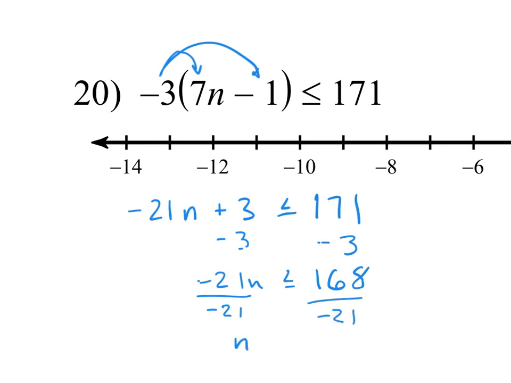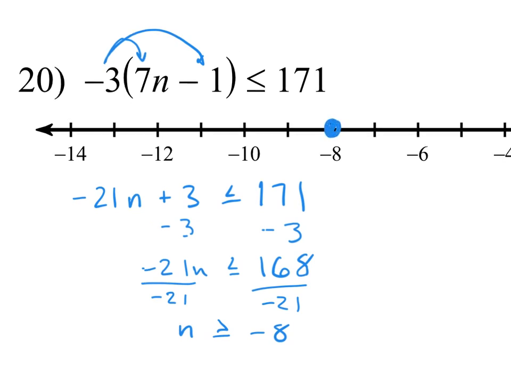So what happens to our sign when we divide by a negative? We switch it. So n is greater than or equal to negative 8. Do we put an open or closed circle at negative 8? Closed. And are we going to go right or left? Right.